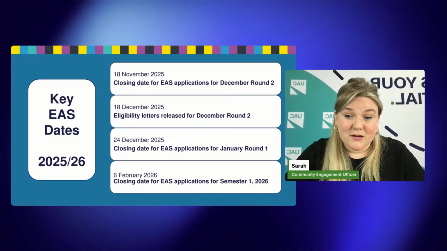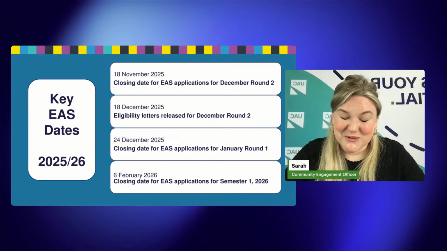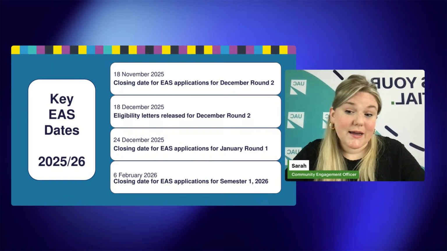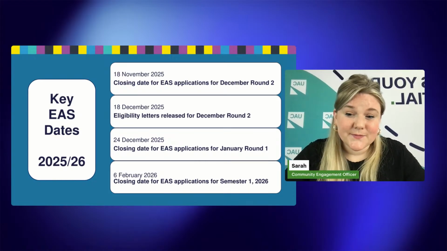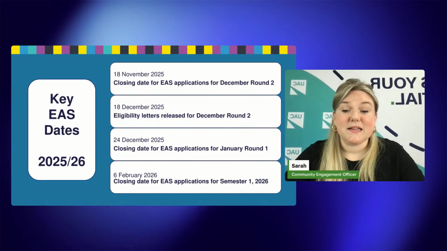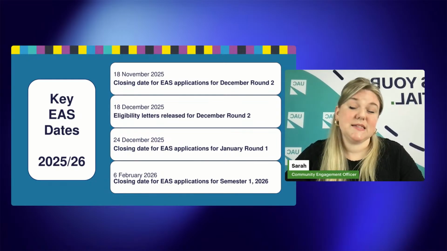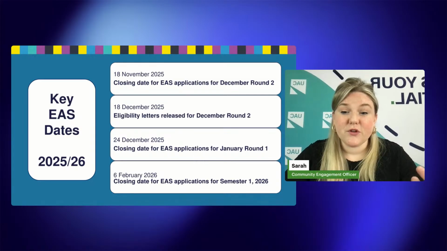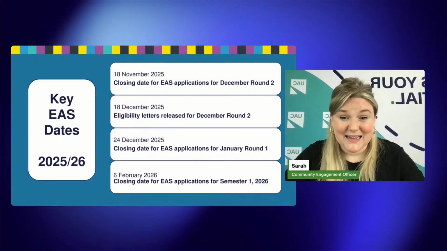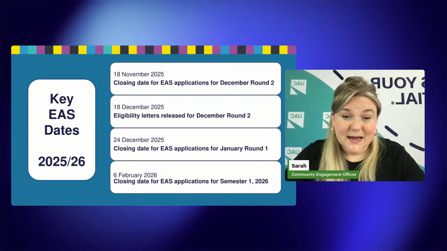But for our non-current undergraduate applicants, or those of you who are considering applying in 2026, again, check our website in April, okay? Because that's when the key dates will be released for 2026, the 2026-2027 cycle, okay? But for those of you who are applying currently, these are the key dates you need to remember. So the 18th of November 2025 is the closing date for EAS applications for December round 2, okay?